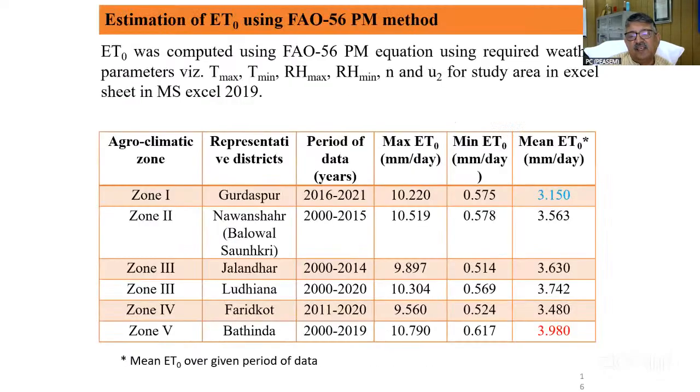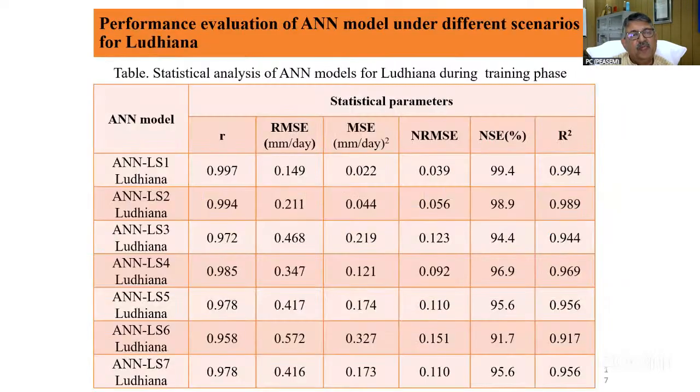So we did this study for different zones of Punjab and found the mean ET0. And of course, this shows the different scenarios for Ludhiana only. You can see that even the minimum value of R square that we got was 0.917. And if we go by those empirical formulas which we were using earlier, even something around 0.7 we take as a very good value.